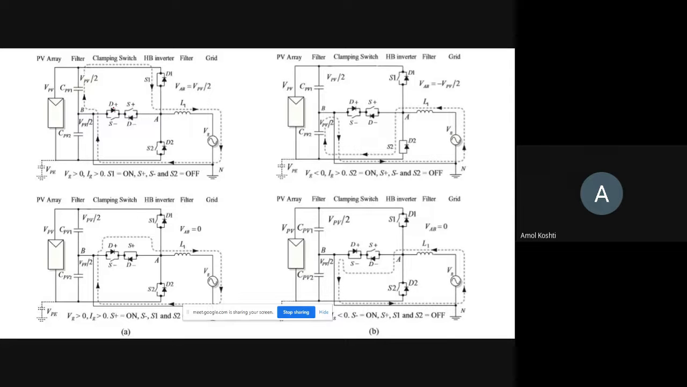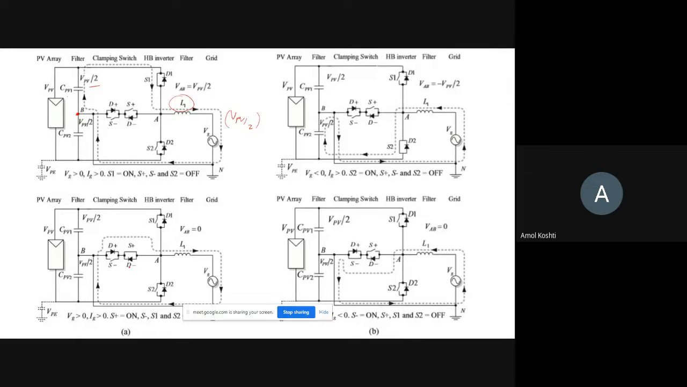Here, by using this CPV1, VPV by 2, initially they turn on S1. Through S1 the current will flow through the grid, and through the grid back to this source. So VPV by 2 is produced here. During this, the inductor filter is charged. Now to discharge it, they provide a path. So how do they provide a path here?